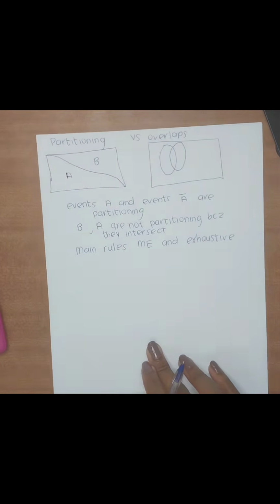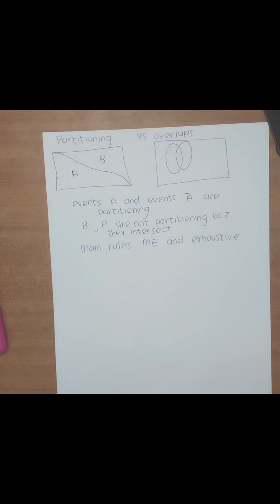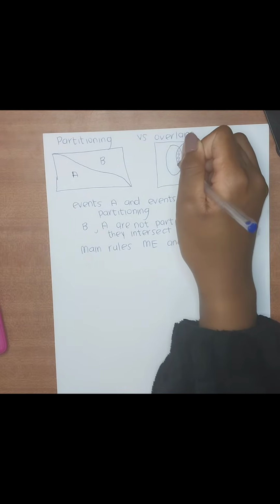Okay, you can. Okay, next thing is, what is the difference between partitioning as well as your overlaps, right? When something is partitioning, it means that there's no intersection between the two events. It means they are not meeting. They are just sharing the sample space, right? They are sharing the full sample space, right? Whereas with overlaps, they are intersecting. There's an intersection between the two events.